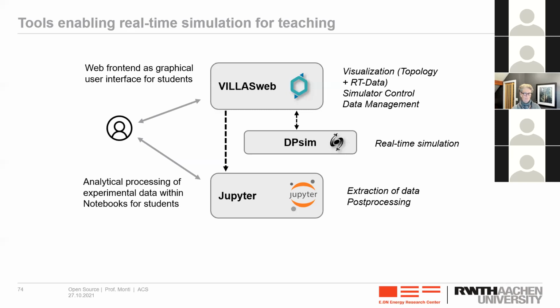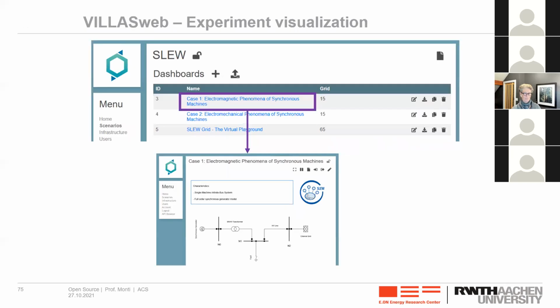And Jupyter is an open source project that we are using to create the user interface for the students so that they can perform experiments virtually in an open environment. If you go to the next slide, that's an example. We call this SLU, which stands for Second Life for the Energiewende.